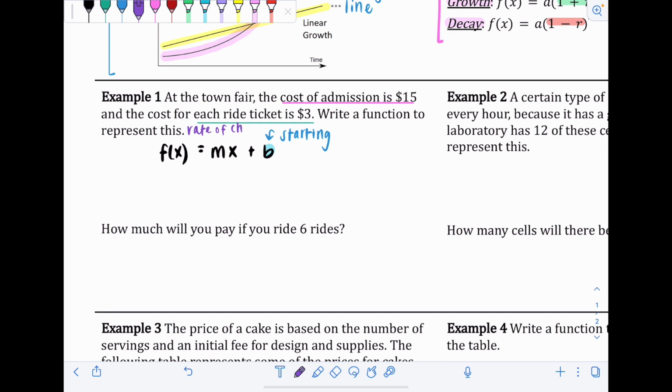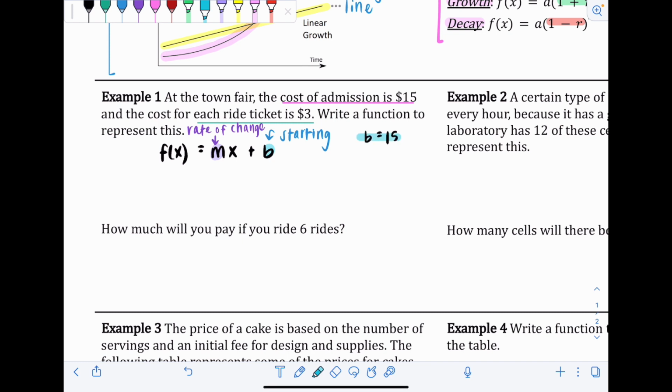And our function is really just going to represent how much total money we're going to end up spending. So if we think about it, we're going to pay $15 for sure to get into the fair. So that's going to be our starting amount that we pay. We're going to pay $15 to get inside.